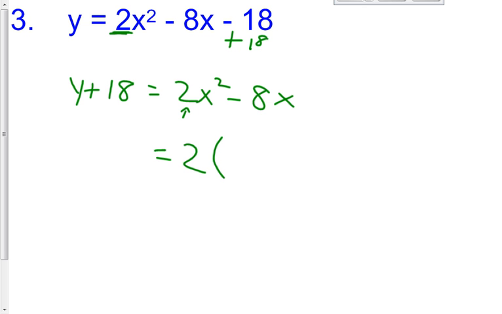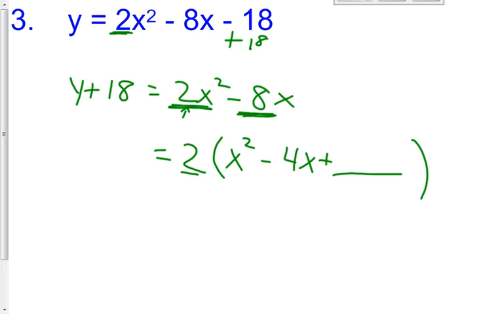So if we factor that 2 out in front, 2x squared divided by 2 is now 1x squared. And that's what we want. We also have to divide this term by 2. So a negative 8 divided by 2 is a negative 4x. Now we're ready to complete our square.